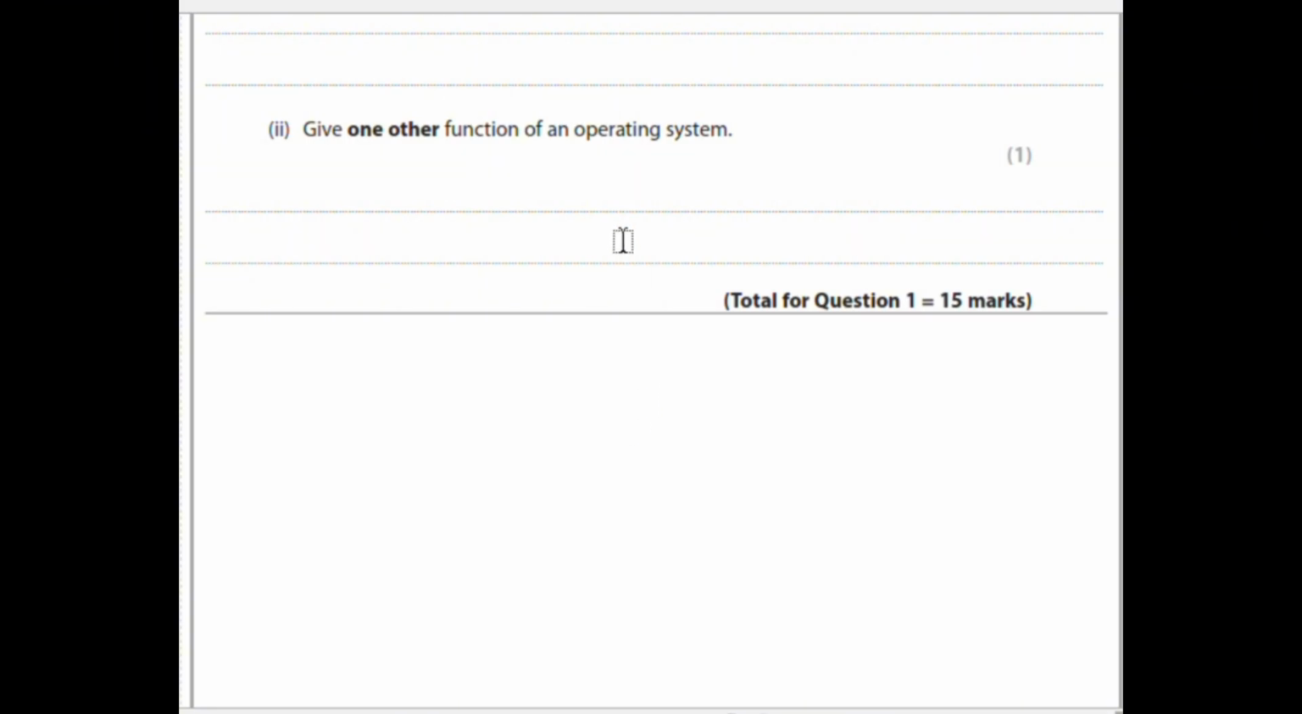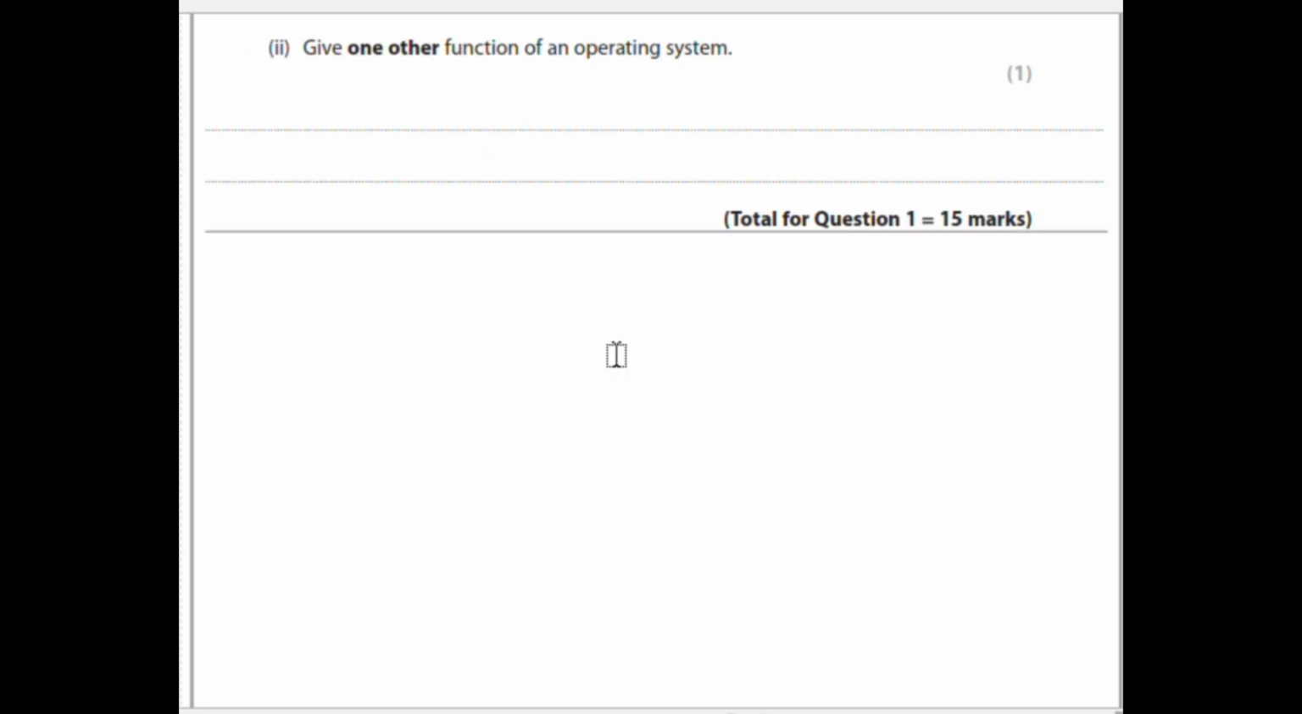What about file system management? Yes, file system management is also part of the OS, and we've just talked about disk defragmentation, disk compression, file defragmentation, file compression, file sorting, and so on. So all those are part of the functions of the operating system.